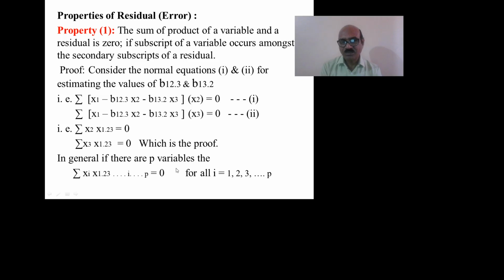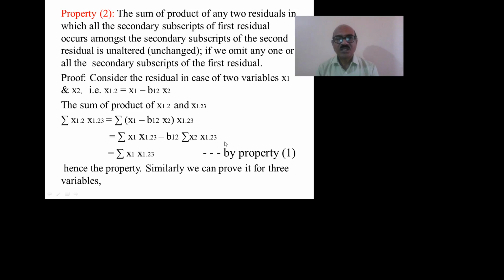In general, if there are p variables, then summation xi into x1.23...p, where i occurs in the secondary subscript, this product will be equal to 0 for all i equal to 1 to p. Now the second property says that the sum of product of any two residuals, in which all the secondary subscripts of the first residual occur among the secondary subscripts of the second residual, is unaltered or unchanged if we omit any one or all the secondary subscripts of the first residual.